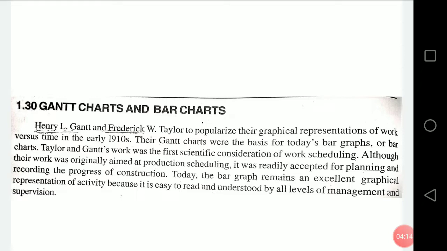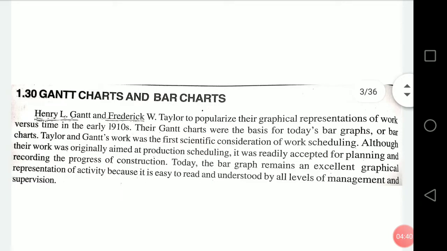Then, what are the disadvantages of this particular Gantt chart or bar chart? Yes, the biggest disadvantage of Gantt chart is they do not show the interrelationship among the activities. This is a very essential thing. For example, Gantt charts are not very good at showing the impact that a delay in one activity might have on another activity or on the overall duration of the project.